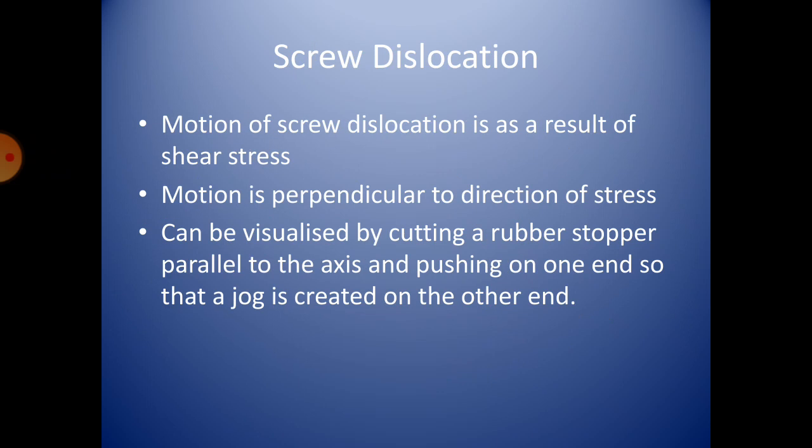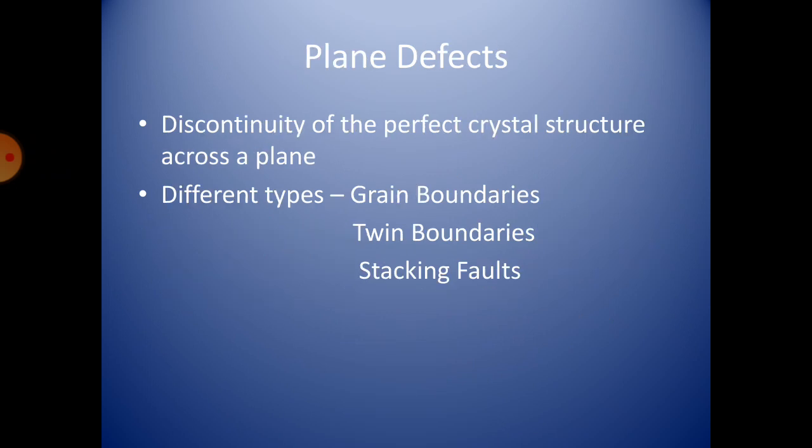And next is screw dislocation. Screw dislocation can be visualized by cutting a rubber stopper parallel to the axis and pushing on one end so that a jog is created on the other end. If initially the stopper contained atoms at regular lattice points, deformation would convert the parallel planes of atoms normal to the axis into a kind of spiral ramp. Such displacement of atoms is known as screw dislocation. The important point is that in screw dislocation, motion is perpendicular to the direction of stress.